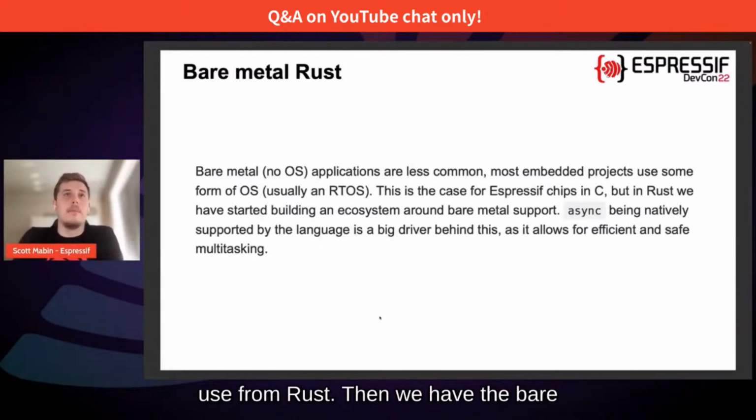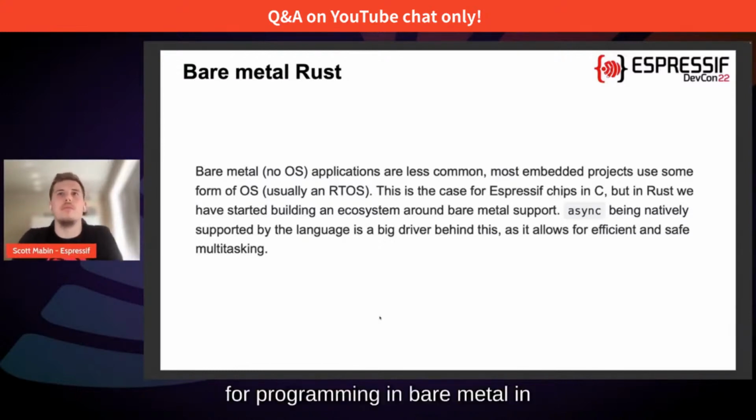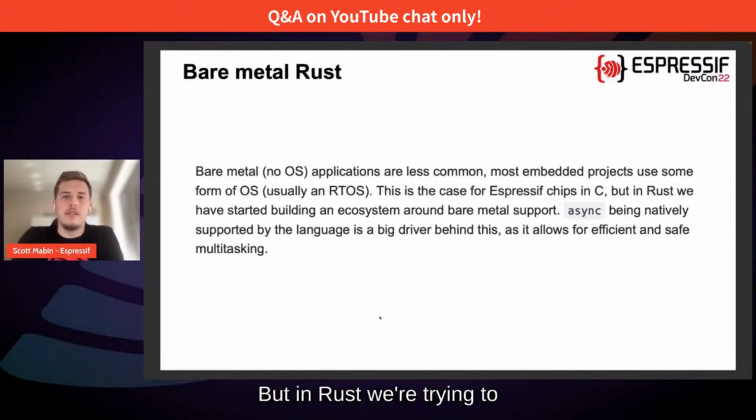Then we have the bare metal approach. So bare metal programming in C and C++ isn't particularly common, and I would say especially so for our chips. I haven't seen any conscious effort for programming in bare metal in C for our chips. It may exist, but in Rust we're trying to support this, and one of the main reasons is the fact that async is supported by the language and doesn't require any allocations or anything like that. Async in Rust basically compiles down to state machines.